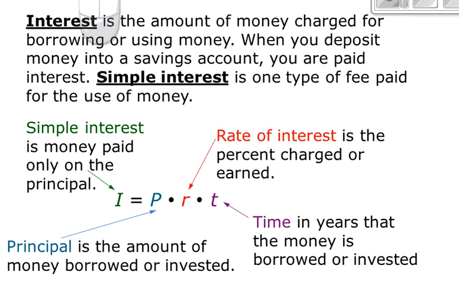And T will be the time. In most cases, it is done in years for the money is borrowed or invested. So in most cases, you'll see that in years. Sometimes you'll hear phrases like half a year or twice a year, and so you need to make adjustments for those.